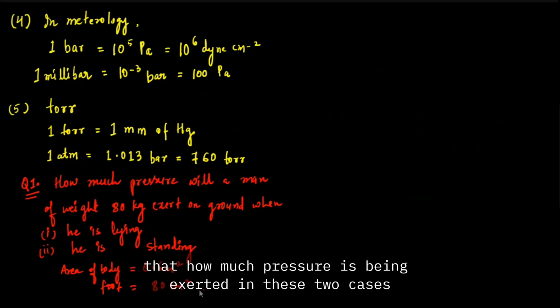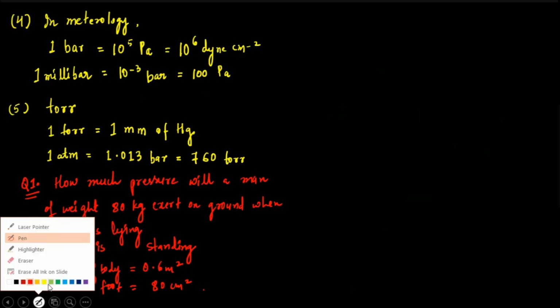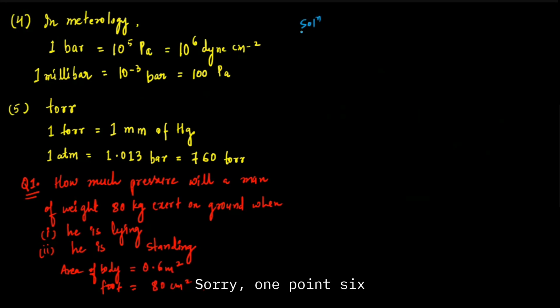So you have to find out how much pressure is being exerted in these two cases. Think about it and tell me how we're supposed to do this. For the first part, it will be 800 over the area of the body, which is 0.6. And for the second one, it will be 800 over 0.16 centimeters. No, meter. 160, oh, 1.6, sorry. 800 over 1.6 meter.